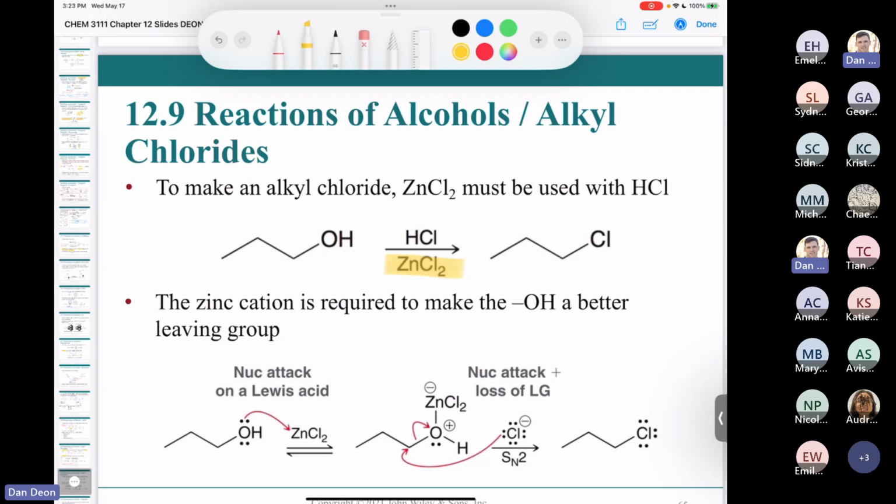I will not ask this mechanism. So I will not ask what you see here. I won't ask you about the zinc chloride acting as a Lewis acid or anything like that, okay? If you want to read about it in the textbook, I'll leave it as an FYI, but I will not ask you that specific mechanism.